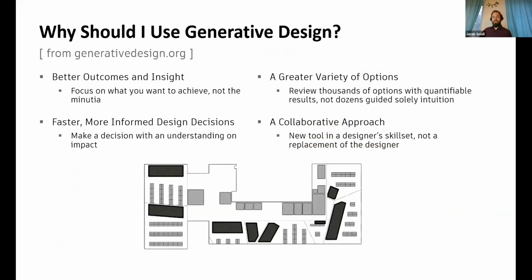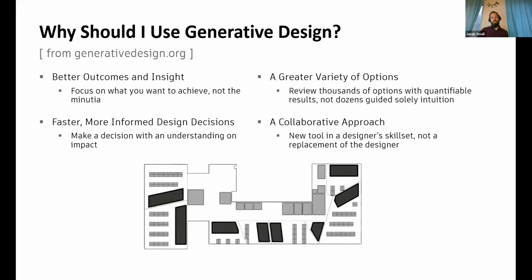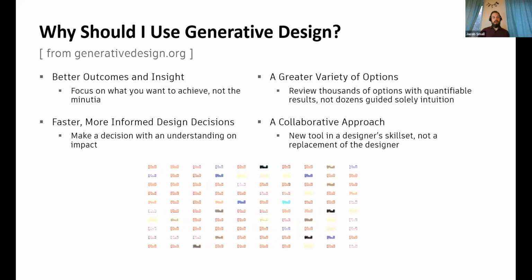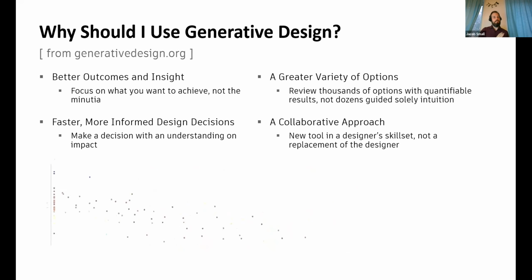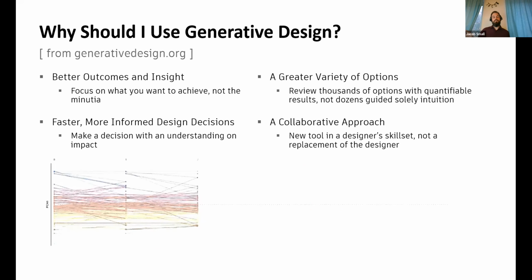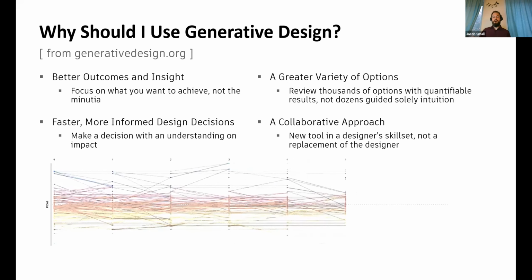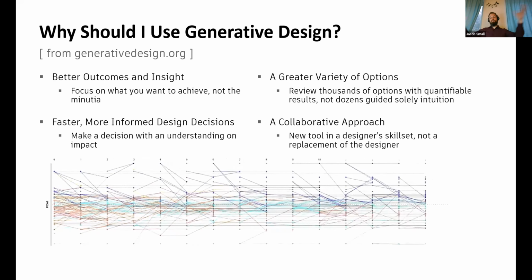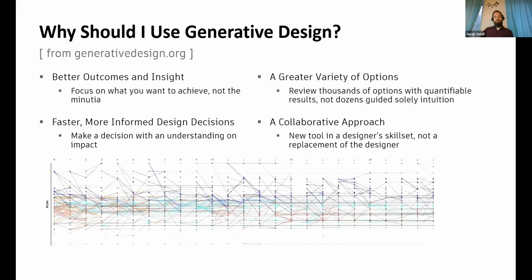So why in particular should we be utilizing generative design? Well, one, it's going to help inform to make sure that you've got some of the better outcomes that you're after. It lets you focus on what you want to achieve rather than the minutia up front. Where's the best spot for the reception desk? Not necessarily as important as where's the best spot for the reception area up front, right?